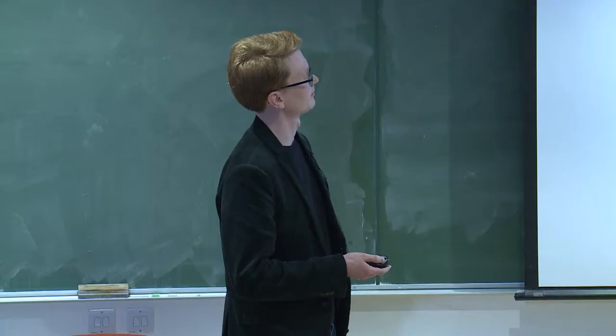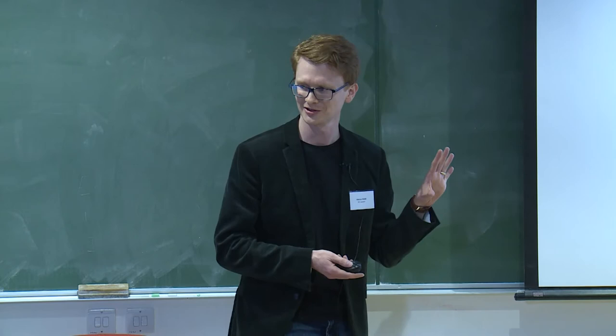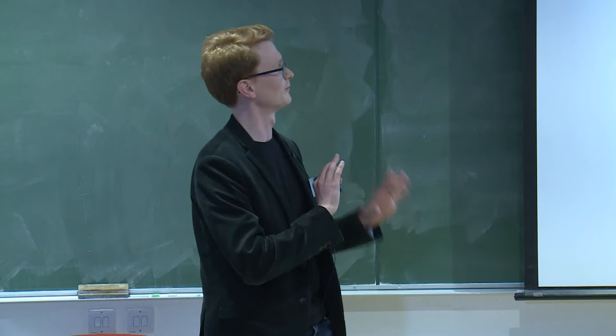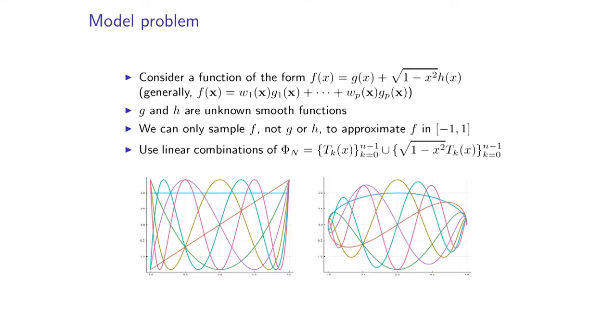I want to focus on numerical linear algebra. That's what we're all here for. So I'm going to keep a model problem very simple. So consider a function of this form on the interval [-1, 1]. It's a smooth function, g, plus square root of 1 minus x squared times another smooth function, h. And more generally, you can think of just some linear combination of singular functions weighting smooth functions. So g and h are unknown, but we can sample f.